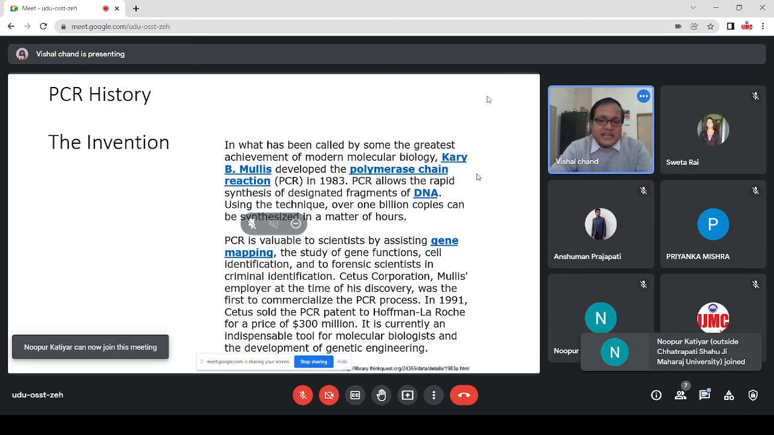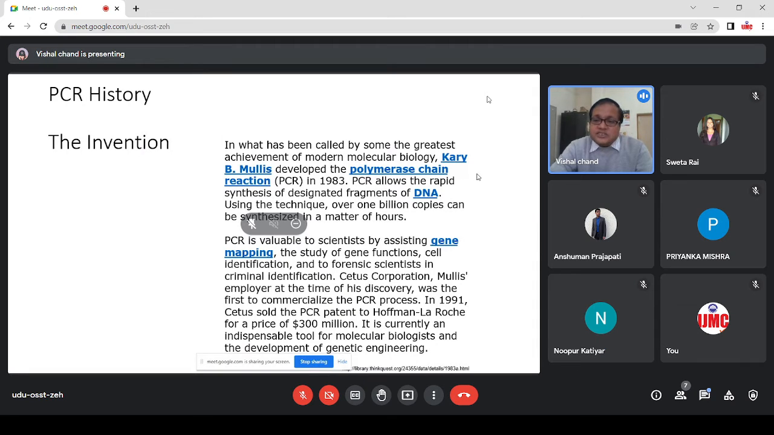Cetus Corporation, Mullis' employer at the time of his discovery, was the first to commercialize the PCR process. In 1991, Cetus sold the PCR patent to Hoffmann-La Roche for a price of $300 million.